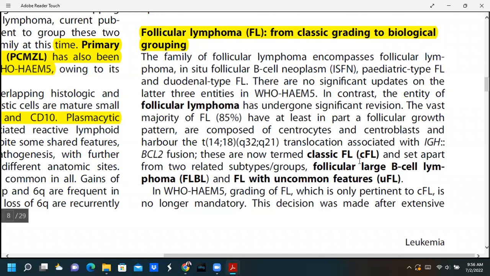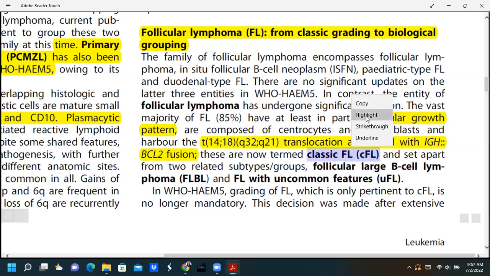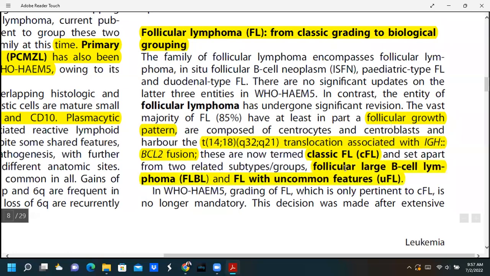So now, those follicular lymphomas, the vast majority, 85%, that have a follicular growth pattern, first thing, and that have the BCL2, the centrocytes, centroblasts, and translocation 14-18, IgH-BCL2 fusion, they are now classic follicular lymphoma. And then there are other subtypes, or subgroups, and they are follicular large B-cell lymphoma and follicular lymphoma with uncommon features.